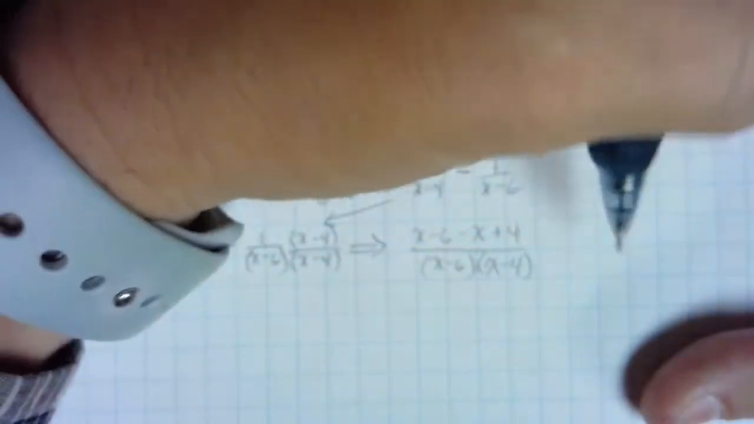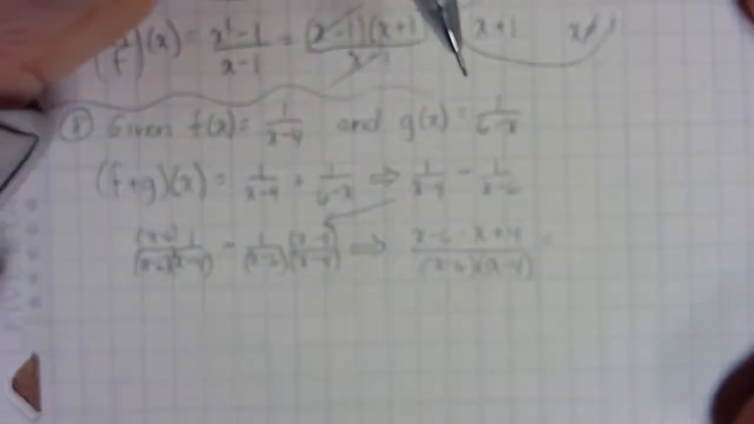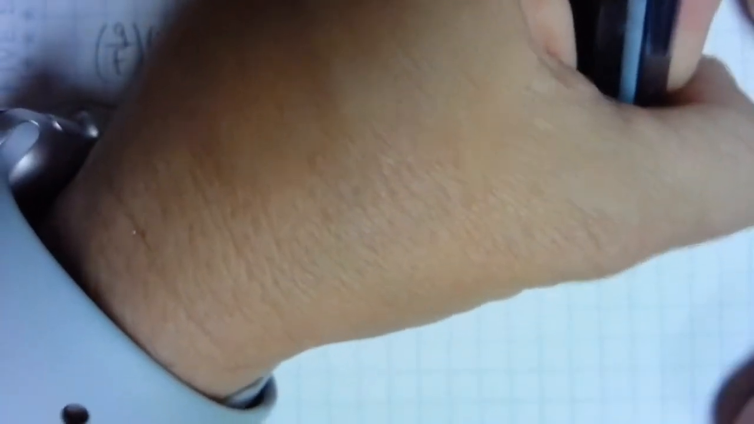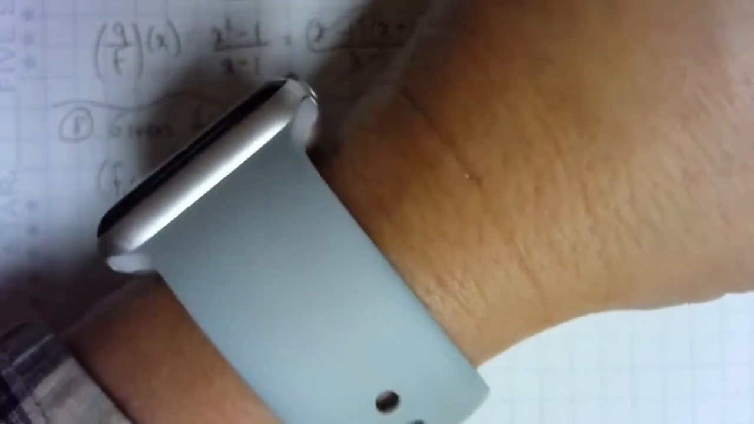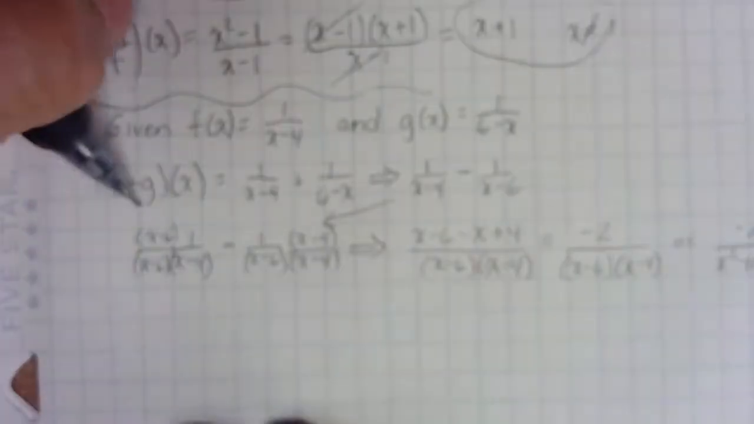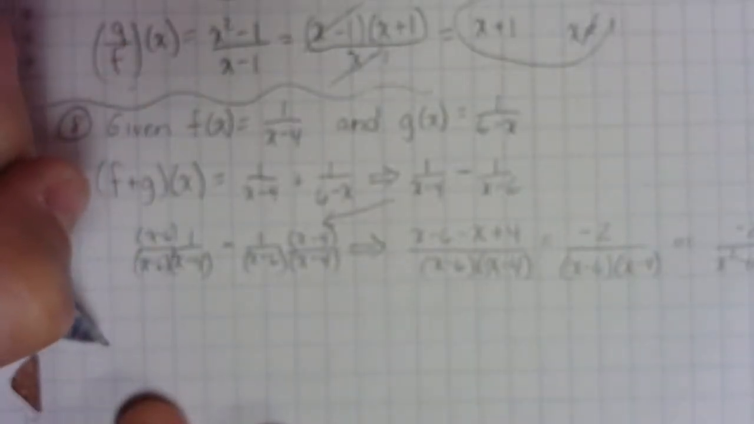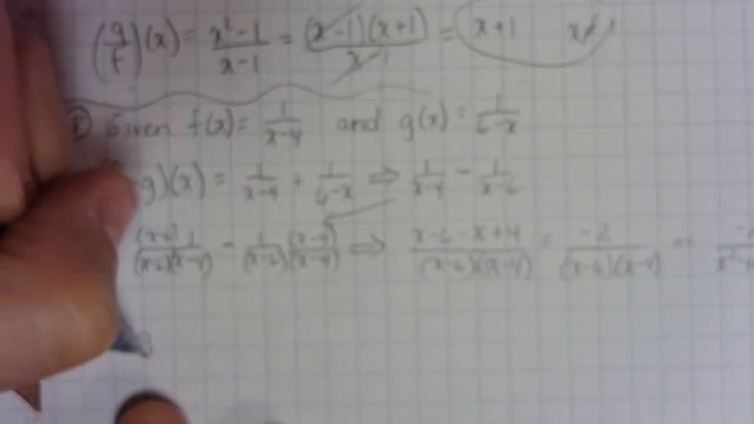So we end up with final answer, negative 2 over, and it didn't matter whether you multiplied that out or not. You could have written x minus 6, x minus 4, or x squared minus 10x plus 24. Okay? Let's do subtraction. F minus g of x.